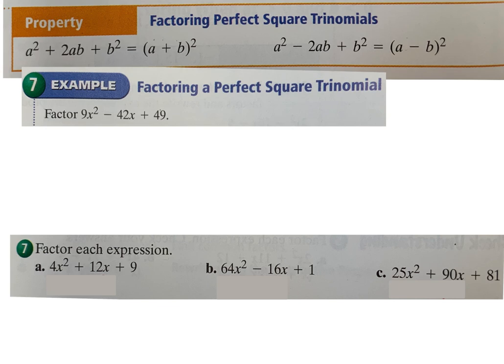Now, to have a perfect square, your last term must be positive, because there's no way you're going to multiply two of the same number and get a negative number. That's not possible. They either have to be two negatives or two positives, which will give you a positive. All right, and so let's look at what I mean by that.